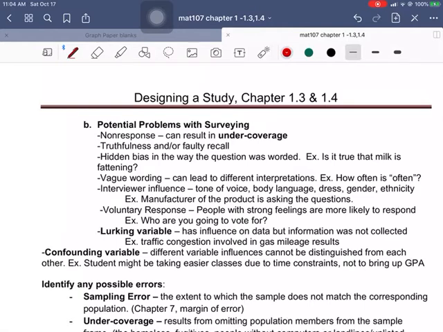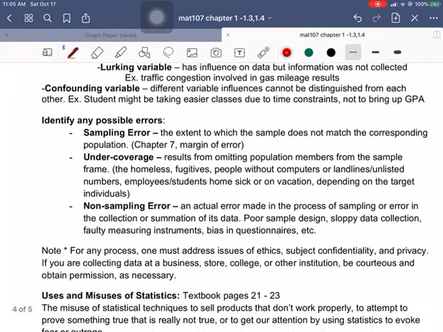Confounding variables: different variables influence the results and cannot be distinguished from each other. Students may be taking easier classes due to time constraints, not to bring up their GPA. We think about those things all the time in the college, because we have people that take faster classes versus long classes, and we consider what time of day they take classes and why. There are a lot of variables moving around for us to plan classes for them. So we try to figure that out. It doesn't always work.